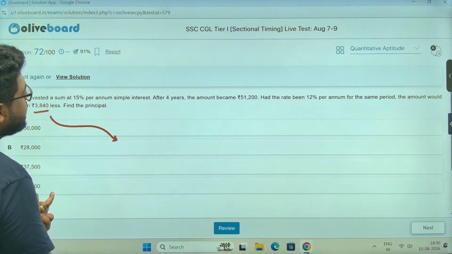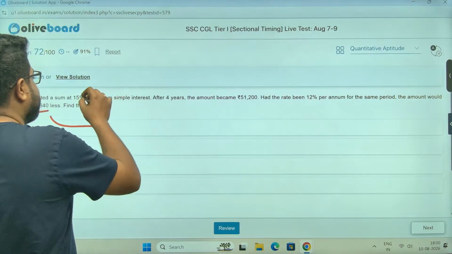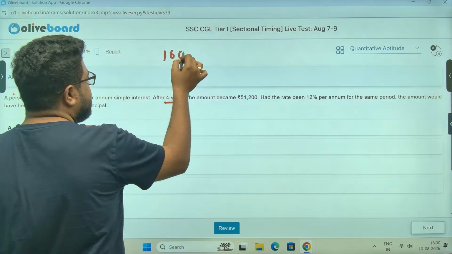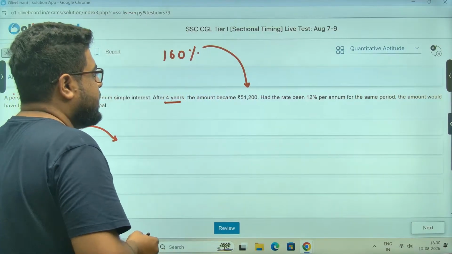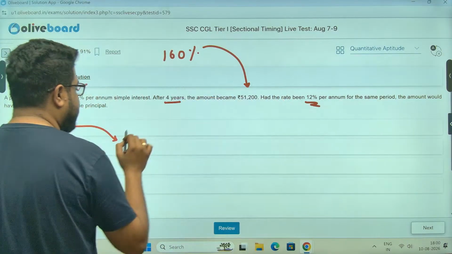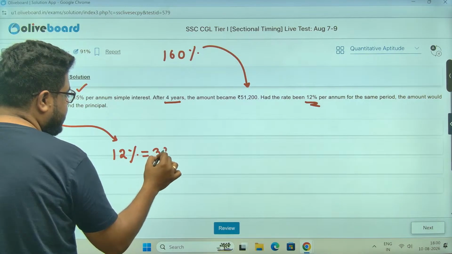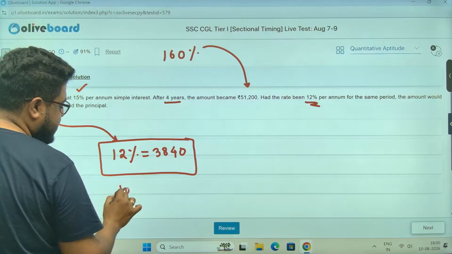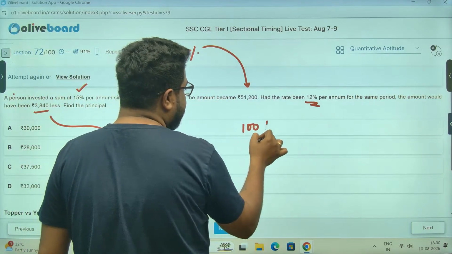Acha, we can do it in two ways. Please understand, both are given. First, 15% per annum, so in 4 years it will be 60%. So 160% value is this. Or you can also say a 3% change for 4 years, meaning 12% will be the change, which is equal to 3840. So I need 100%. You can figure out 100% from here, or you can also figure out 100% from this.